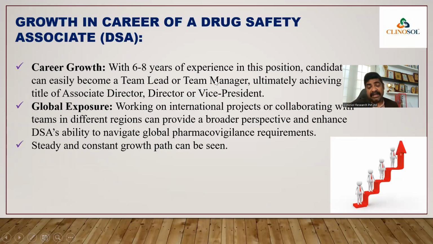In terms of pharmacovigilance career growth, within 6 to 8 years of experience the candidate can become team lead or team manager, ultimately achieving the title of associate director and director. Global exposure will be there, working on international projects and collaborating with different teams. A drug safety associate has the ability to navigate the global pharmacovigilance requirements, and a steady and constant growth path can be seen.